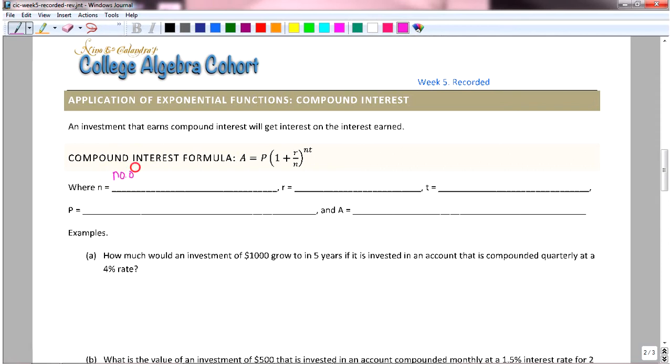Well, n represents the number of times the account is compounded in 1 year. r is equal to the annual interest rate in decimal form. t is the number of years of the investment.